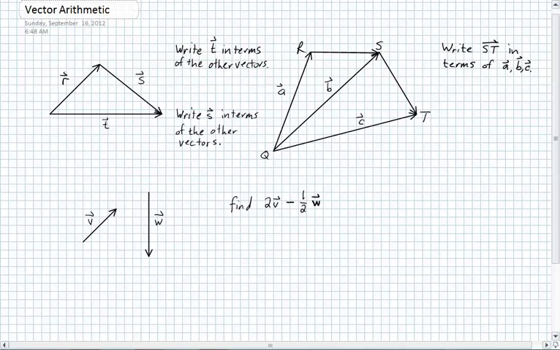Alright, so I just want to take a little bit of time today to go over a couple more things with vectors that may help you out with your homework. So the first thing that I want to go over is when we have a series of vectors and we want to write one of them in terms of the other. Okay, so let's look at this first example, which says let's write t in terms of the other vectors.